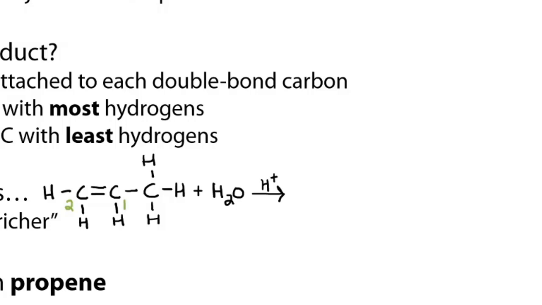Okay, so now let's break our double bond, and let's add our H to the previously double bonded carbon with the most hydrogens, and we're going to add our OH to the previously double bonded carbon with the least hydrogens to begin with. And so the IUPAC name for our major organic product is 2-propanol.